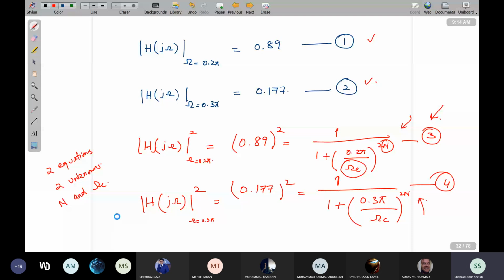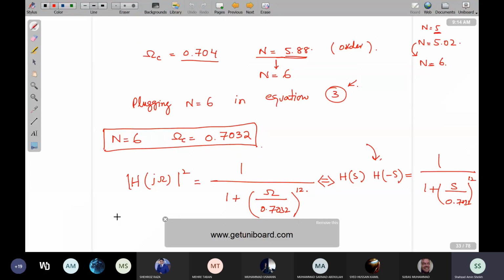You can solve it. Hope everyone can solve it. There is no problem in this. So when you solve it, you get omega c equal to 0.704 and n equal to 5.88. And as you know, this is the order of the filter, which cannot be in fractions, so you move it to n equal to 6.